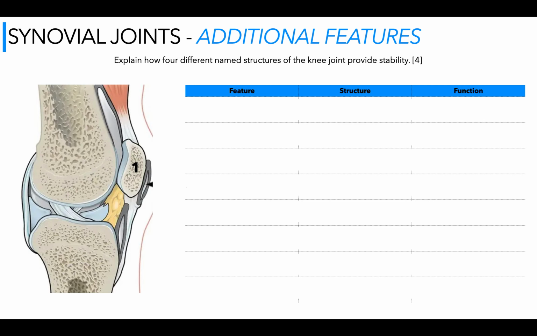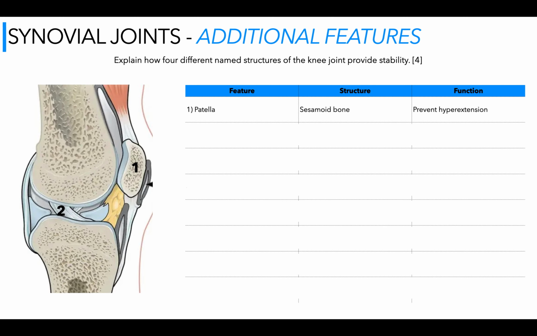So number 1, we can actually list the patella as a feature, and its structure is a sesamoid bone. And the function of this is to prevent hyperextension. So if we think about kicking a football, your knee will stop once the leg is straight, and the patella plays a part in preventing that hyperextension.